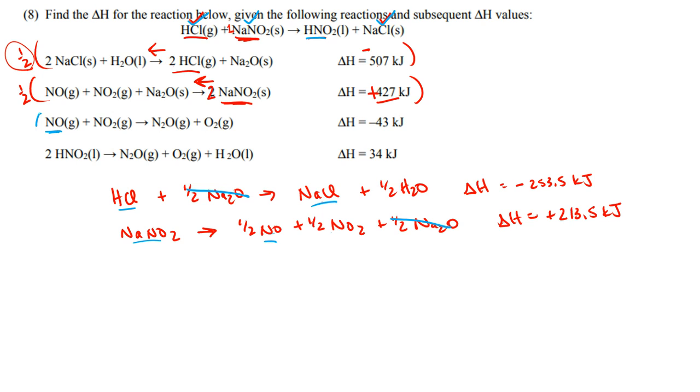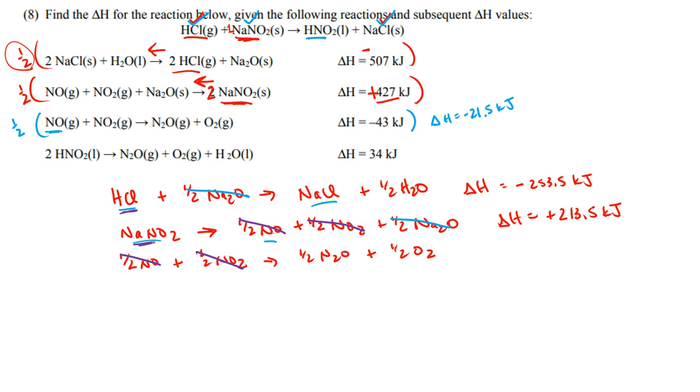So I'm going to leave this in the reactants, but I only want half, so I'm going to chop it in half. Half of negative 43 is going to give us negative 21.5. When I write this guy out, we get half of NO and half of NO2 is going to yield half of N2O and half an oxygen. So what we cancel out here, we got rid of half an NO and half an NO2. I've still got the hydrogen chloride that I need, the sodium nitrite that I need, the sodium chloride that I need. I still need to find this guy, and I need to get rid of these pieces.